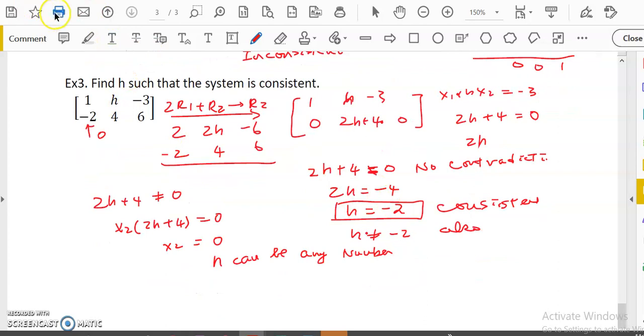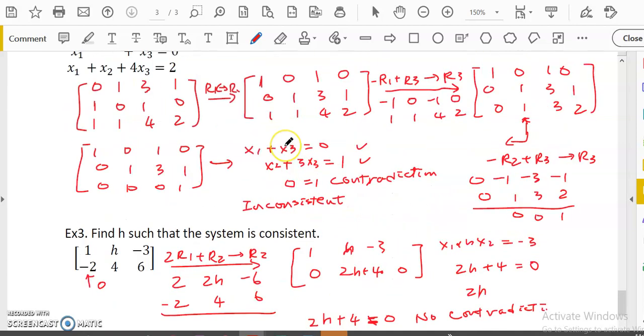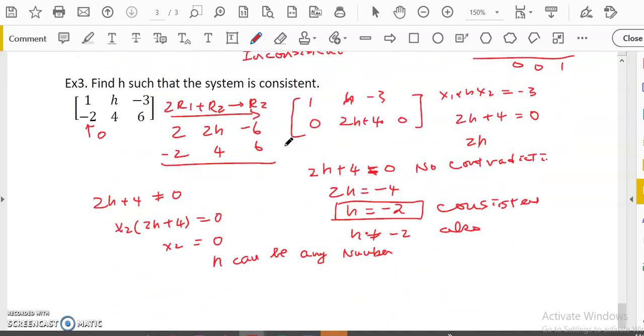Okay, so that is all for chapter 1.1. The main thing you need to learn is how to use elementary row operations to solve a system, and also how to use elementary row operations to detect if a system is consistent or inconsistent.